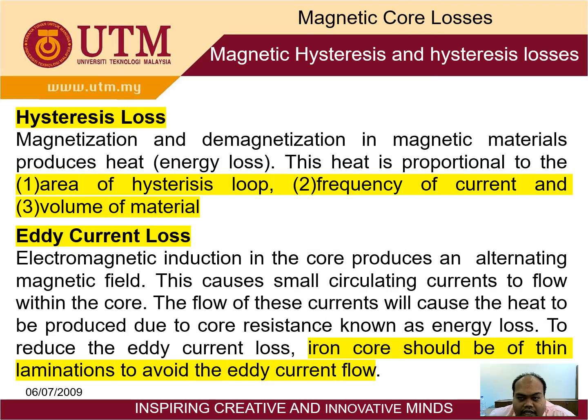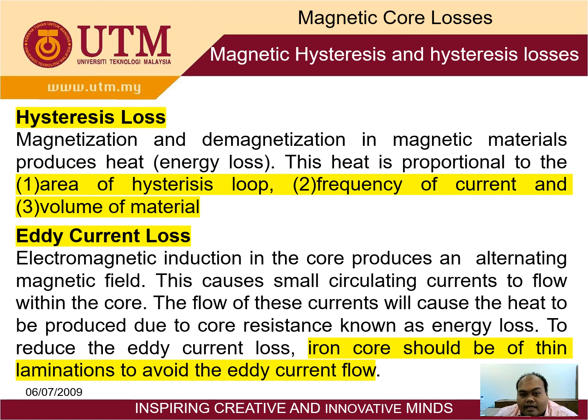So we move on to the last part of the theory, which is magnetic core losses. For this course there are only two core losses you need to consider, which are hysteresis loss and eddy current loss. Hysteresis loss is basically caused by the magnetization and demagnetization of the magnetic material, which produces heat. I will talk about the hysteresis loss later.